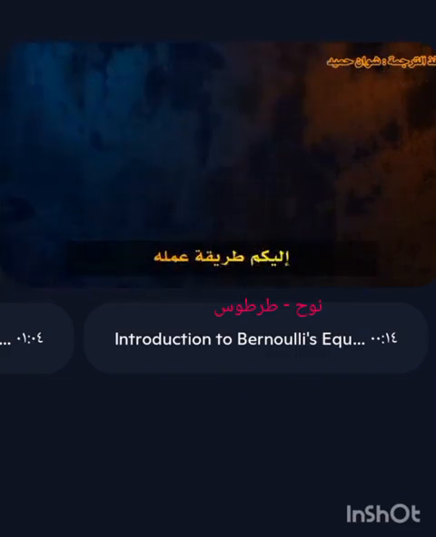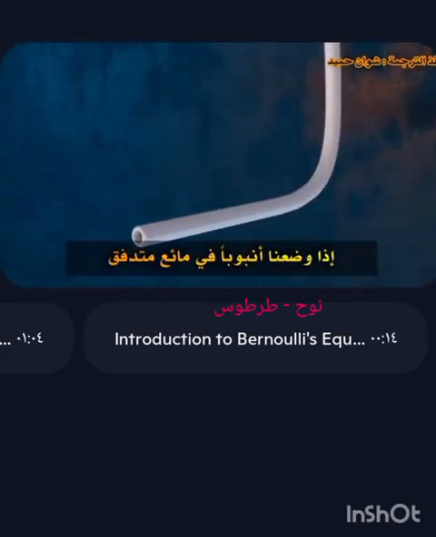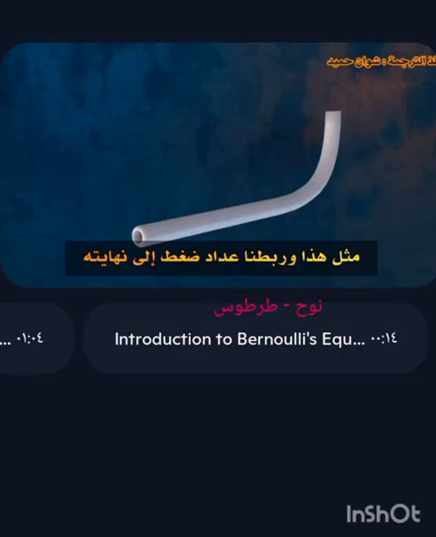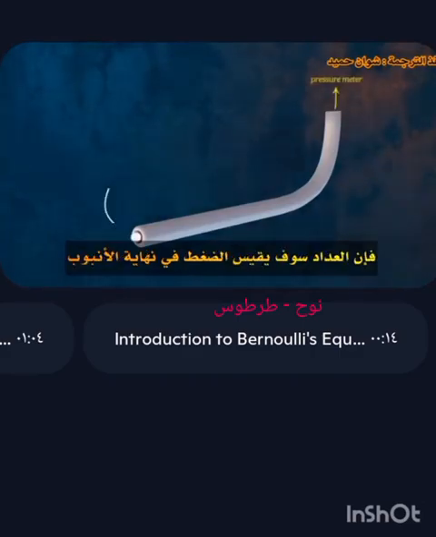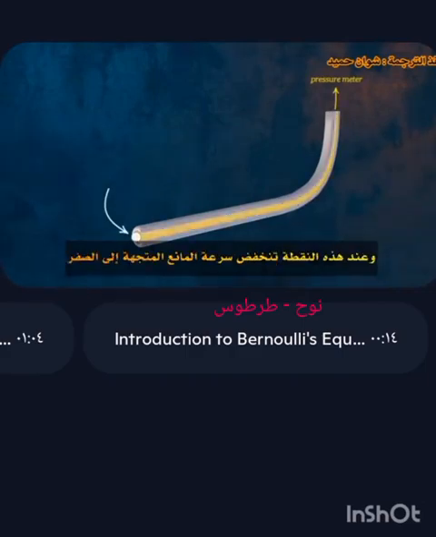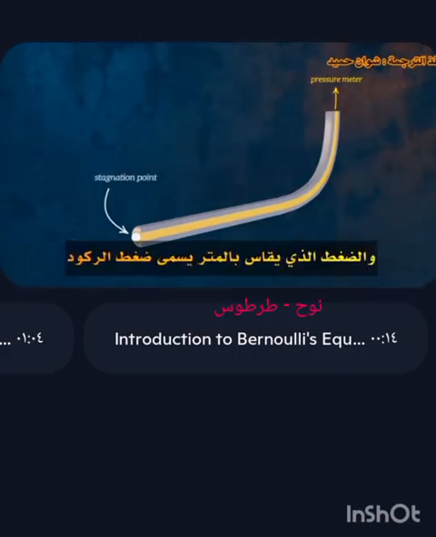Here's how it works. If we place a tube into a flowing fluid, like this, and we attach a pressure meter to the end of it, the meter will measure the pressure at the end of the tube. At this point, the fluid velocity is reduced to zero, so it's called the stagnation point, and the pressure measured by the meter is called the stagnation pressure.